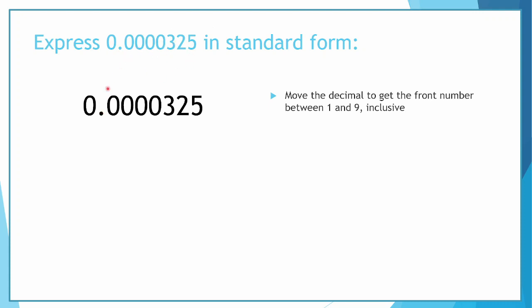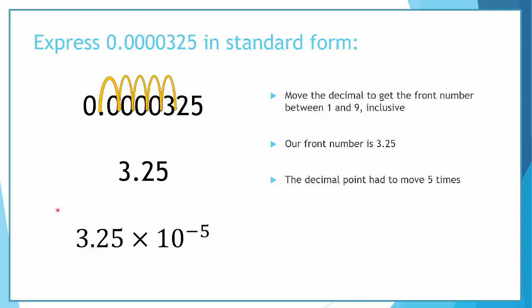We're going to make it bigger by moving to the right, because every time we move to the right, we increase the value of the number by a factor of 10. So let's see how many times we have to move to the right. 1, 2, 3, 4, 5. So we move 5 times, and that gives us 3.25. Now we can see that this number falls between 1 and 9, the rule we need for our front number. So that's going to be the front number of our standard form. Then we're always going to put our times 10, and we're going to put a 5 for our power, because our decimal point moved 5 times.